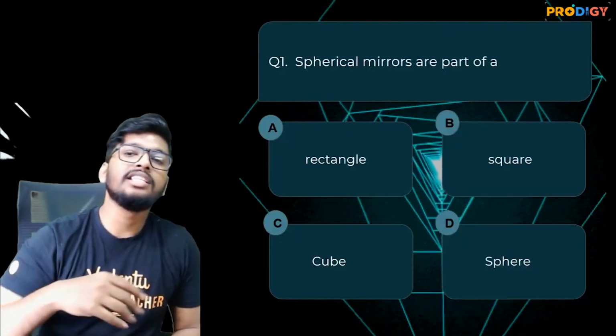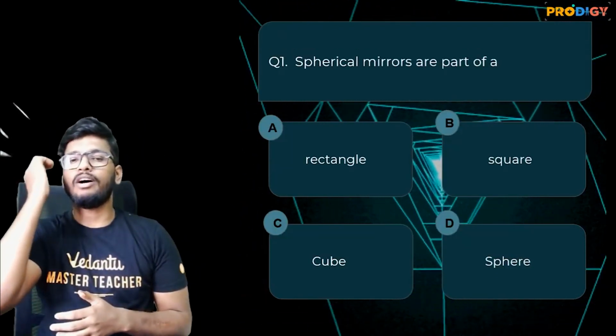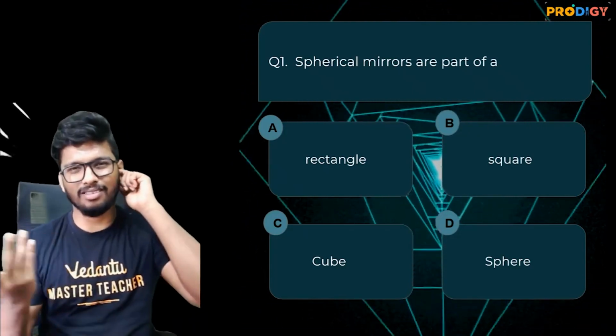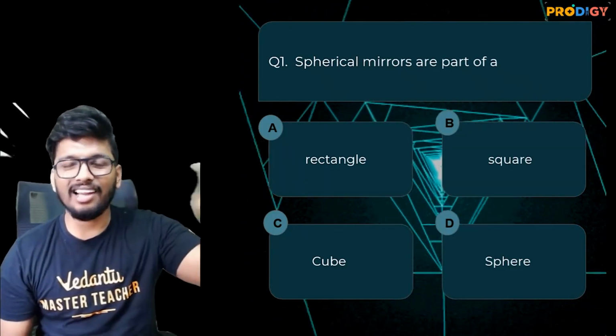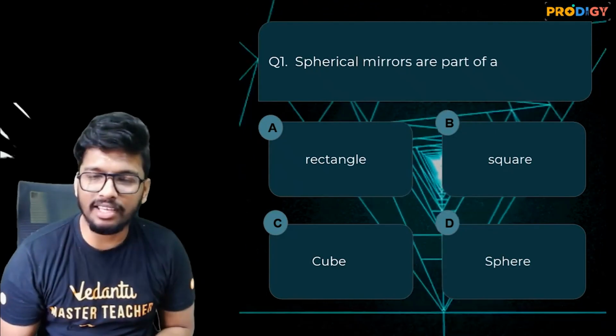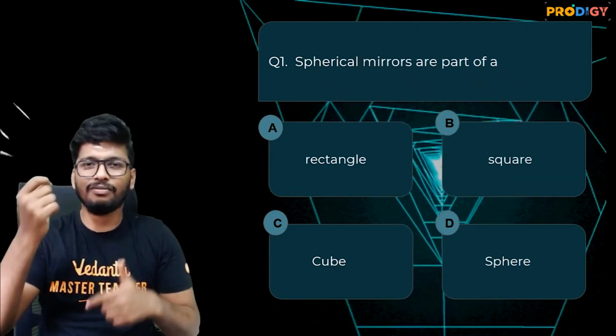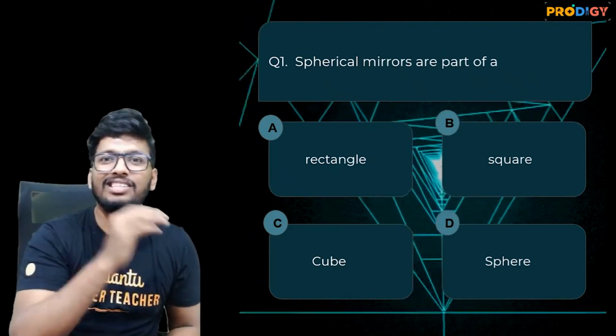Here's the first question. Spherical mirrors are a part of a rectangle, a square, a cube, or a sphere. A spherical mirror is a part of what? Simple question, guys. What is the right answer? I'll give you 5 seconds, and after that I will give you the answer, but in your mental state, or if you have a pen and paper, note that down, whether it's A, B, C, or D.